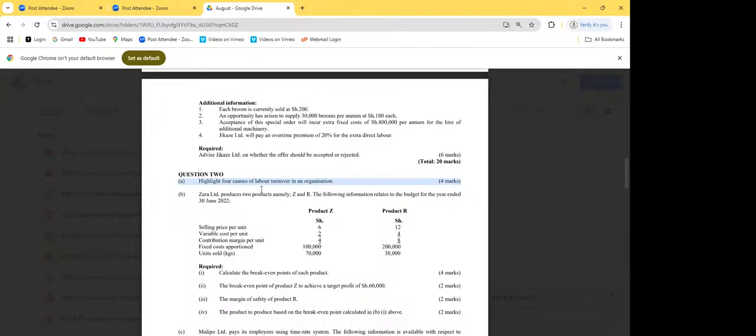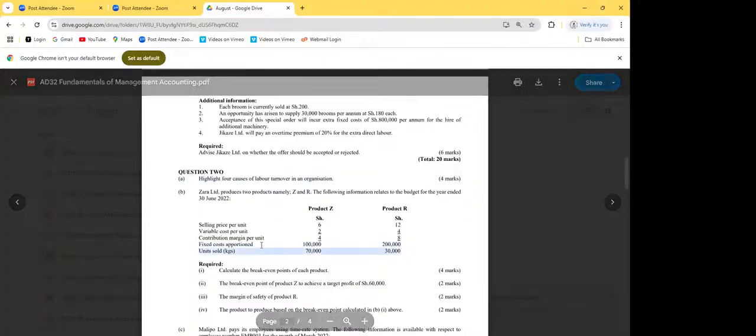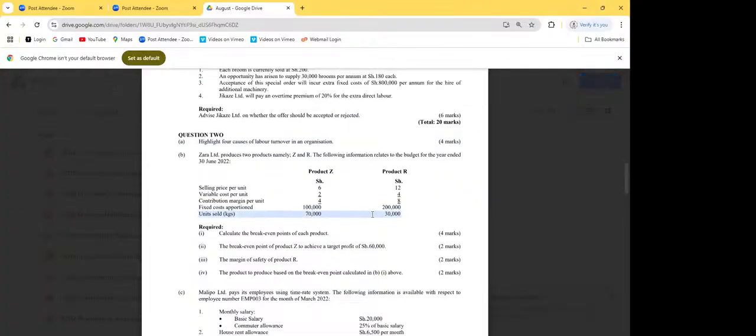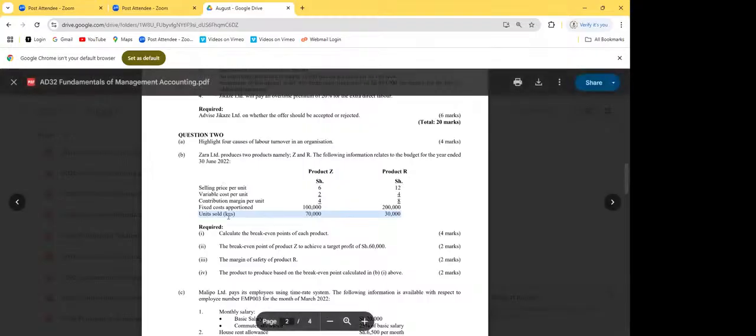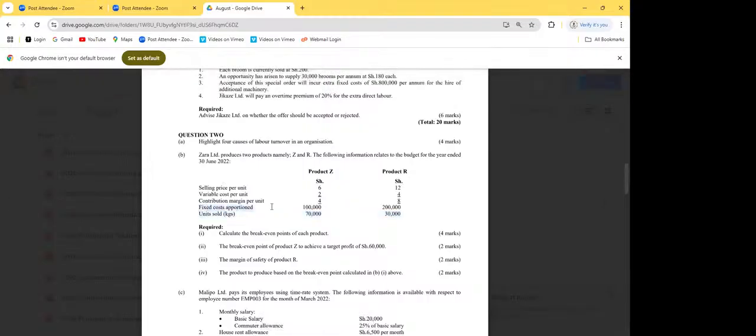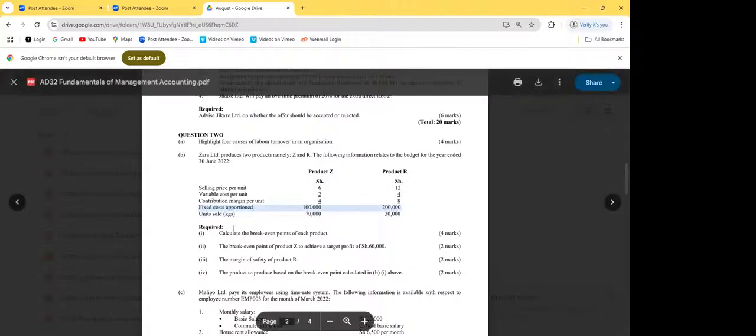Zara Limited produces two products, namely Z and R. The following information relates to the budget for the year ended 30th June 2022. So selling price, variable cost, contribution margin, fixed cost is given here. Then units sold is also given down there. So the sales mix ratio actually is the same as what you are having here. Weighted average contribution margin will be the same. But now break-even point will be different because we have a different figure for the total fixed cost.